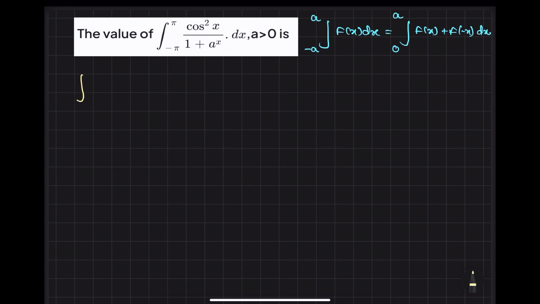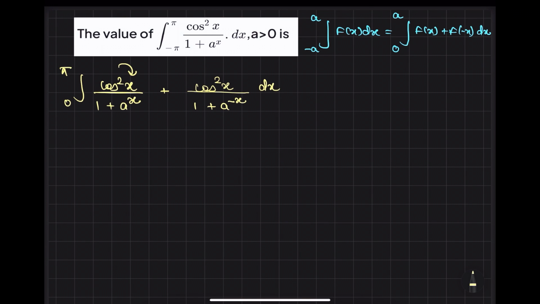So let's update the question: 0 to pi. Now you will write f of x. So it is cos square x upon 1 plus a power x, plus. Now you have to replace x with minus x. So you know that if you replace x with minus x, cos minus x is nothing but cos x only. So it does not affect the numerator. The numerator will remain the same, but the denominator will be affected: a power minus x.